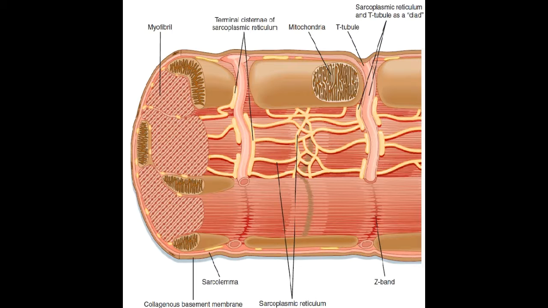Another extremely important component of the cardiac cell is the mitochondria. It is the powerhouse of the cell. It is responsible for creating ATP, and it plays a major role in the cardiac cell contraction.